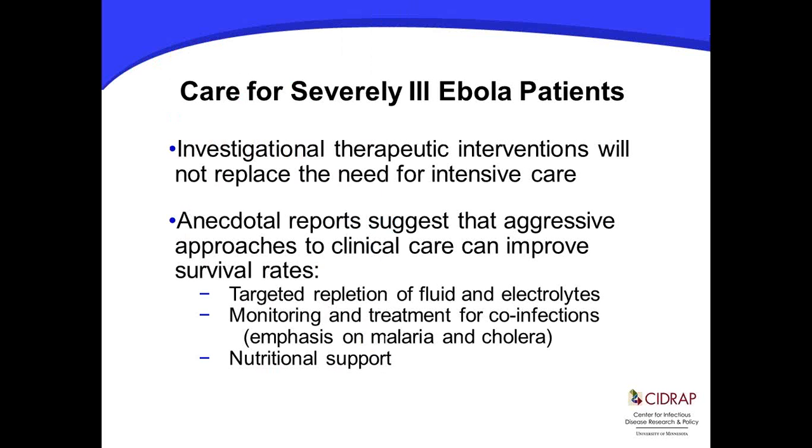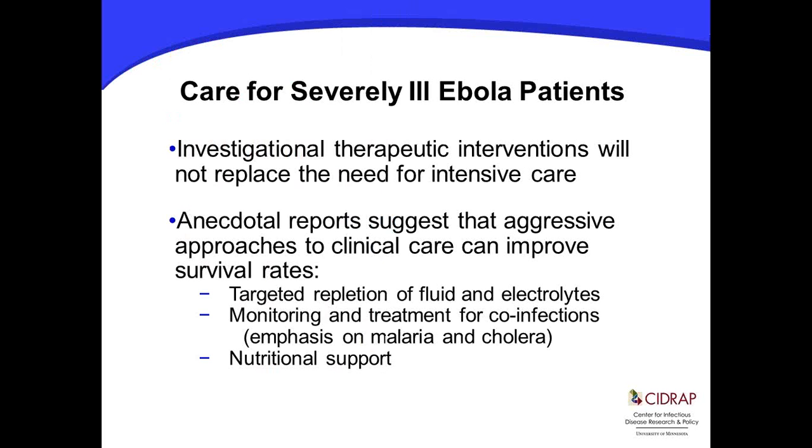And I think this is an important point. So we clearly will need to continue to investigate intensive care methods in and of themselves, and what we can do here to improve on that in the field in Africa. We have anecdotal reports suggesting an aggressive approach to clinical care can improve survival rates.